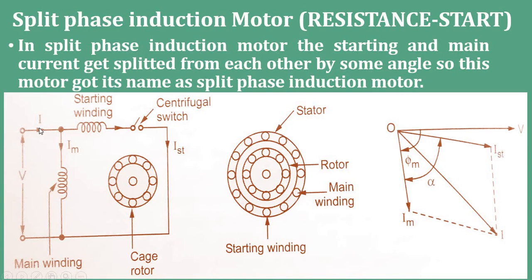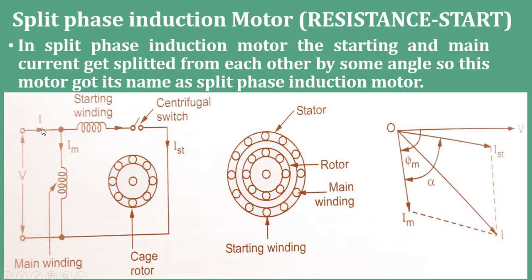Here I is the input current and V is the input voltage, Im is the current flowing through the main winding, and Ist is the current flowing through the starting winding. The current is split between these two windings, hence the name split phase induction motor. Now we will see the vector diagram, how the currents are split and how the motor becomes a self-starting motor.